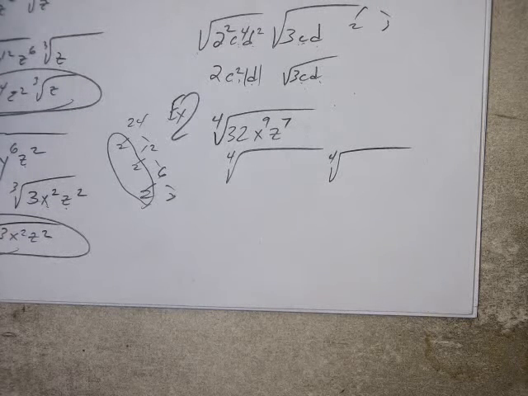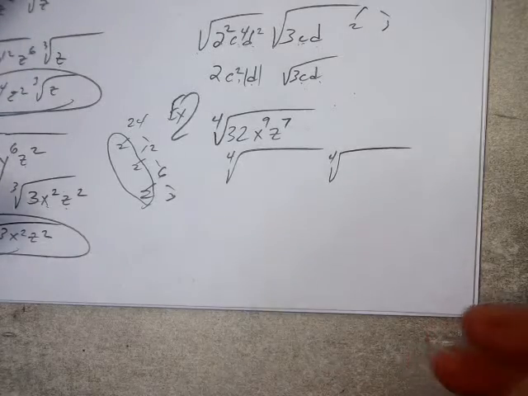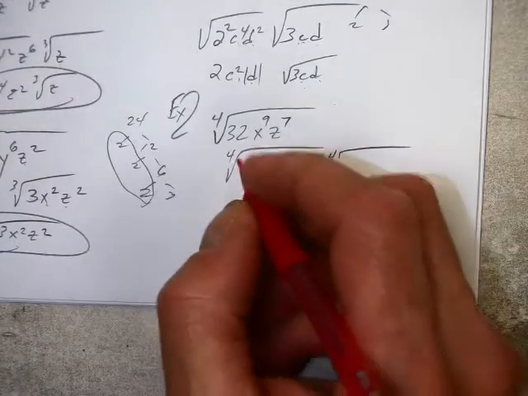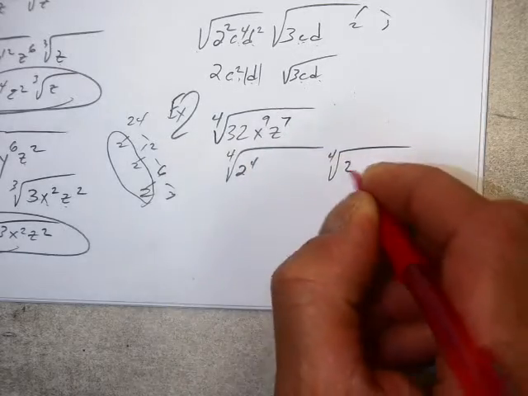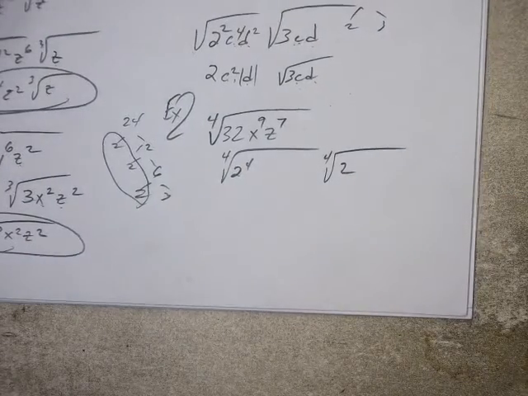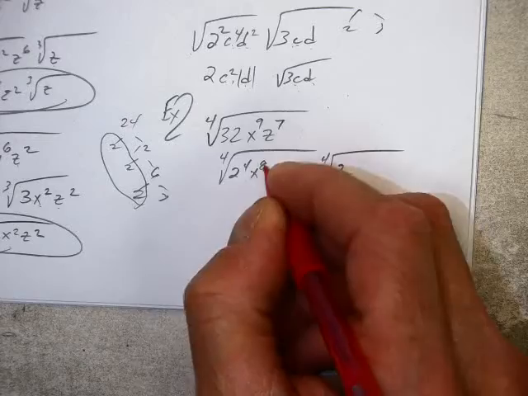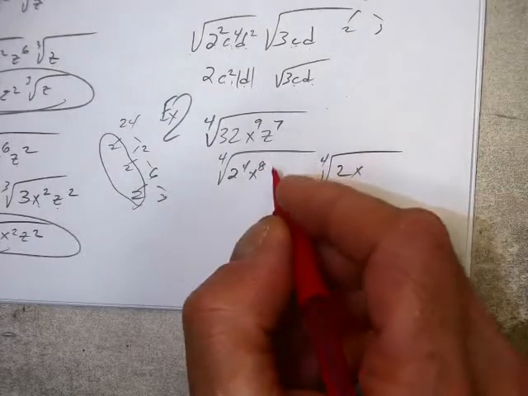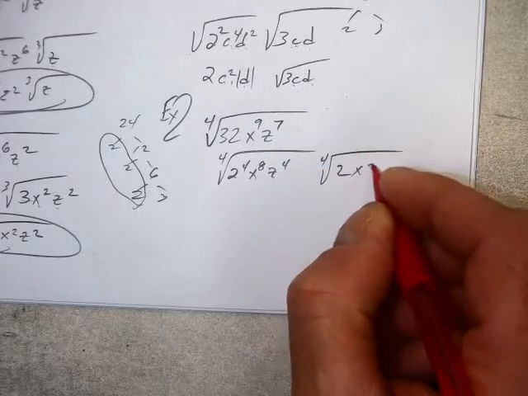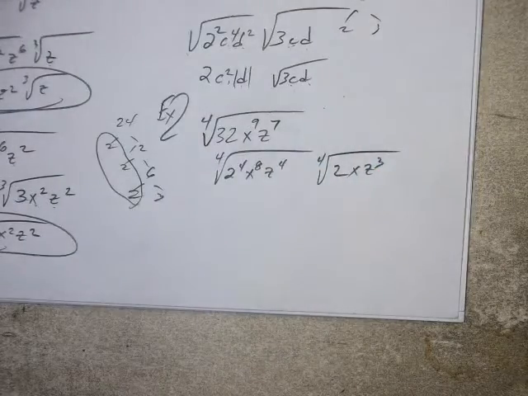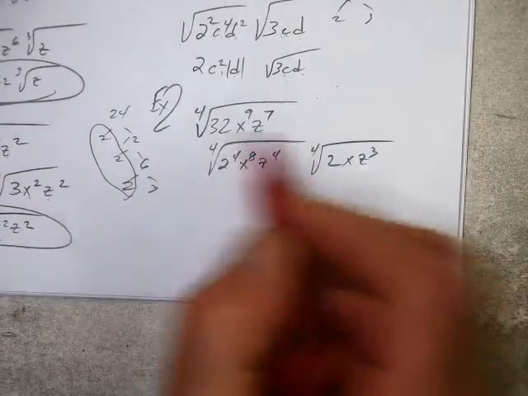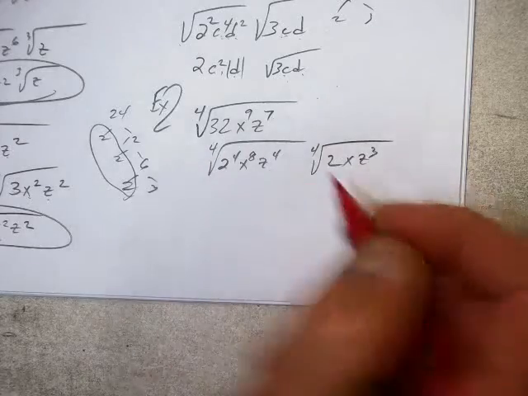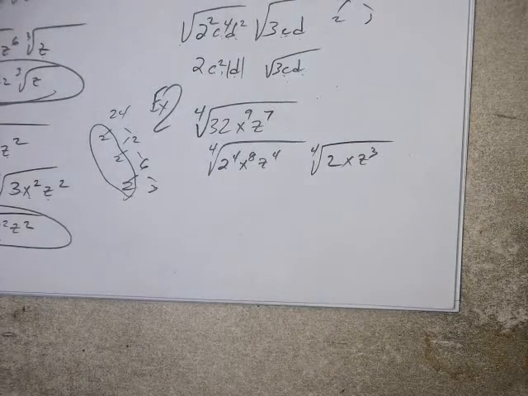What power of 2 is 32? 2 to the 5th. Okay. So I'm going to have to kind of go because we got a lot of other stuff to do. 2 to the 4th and 2. Cutting it up. x to the 8th, and I got an x left over. z to the 4th, and I got z to the 3rd left over. So now I got my groups of friends here that can go out and have a good time, and these two are stuck in the house playing Wii Bowling.